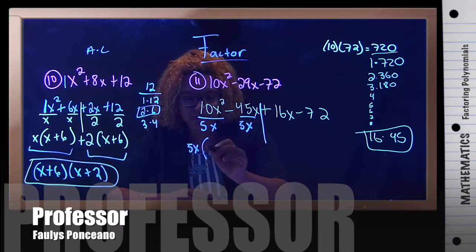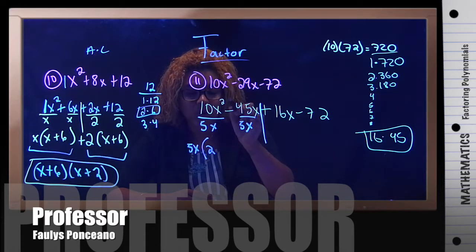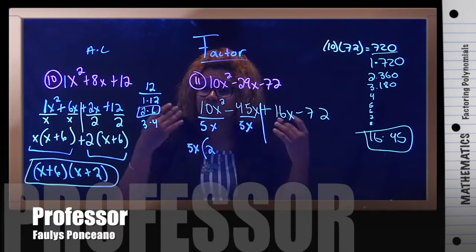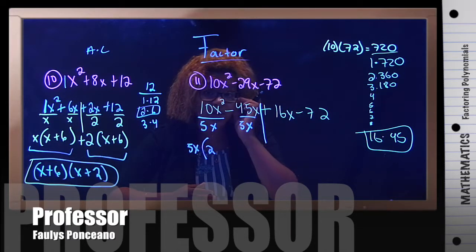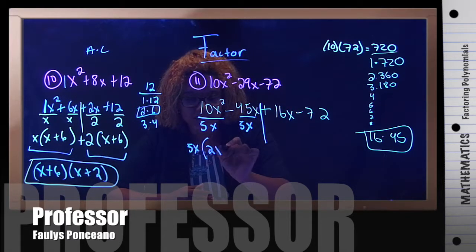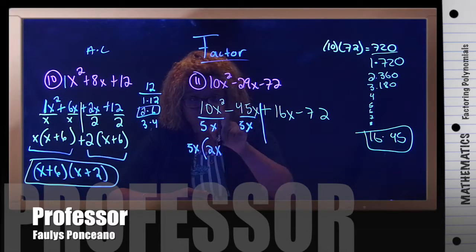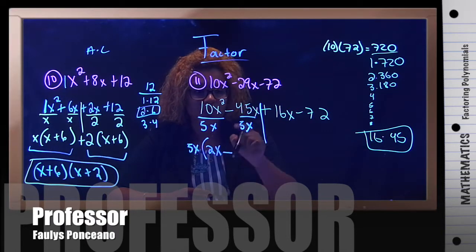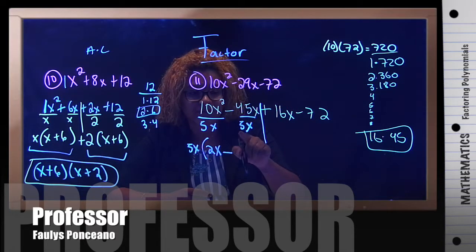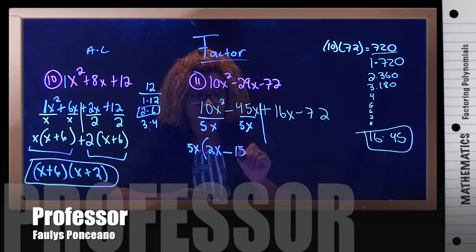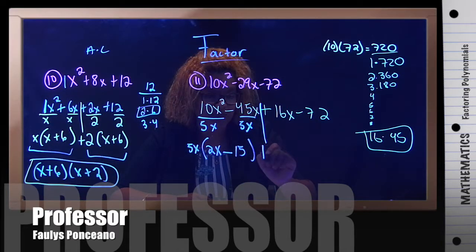10 divided by 5 gives me a 2. X squared divided by the x, I'm going to subtract because I subtract the exponents when I'm dividing. This leaves me with an x. Take away 1 from 2, 1. Minus 45 divided by 5. That gives me 15 if I'm correct. No more x's. Okay? Right now my positive sign.